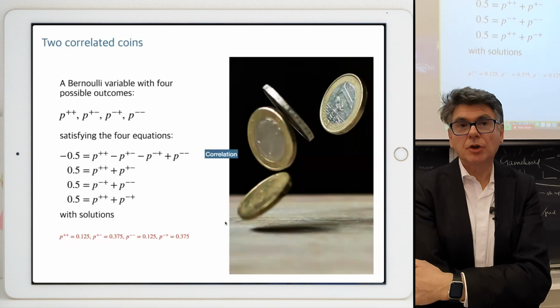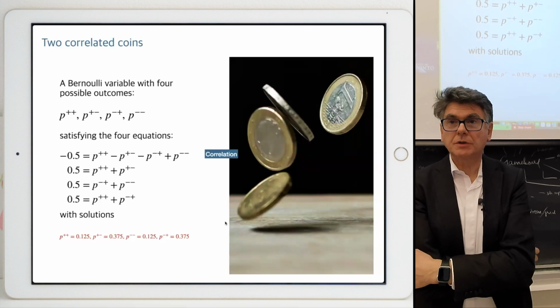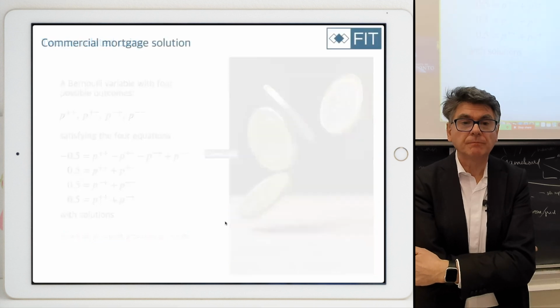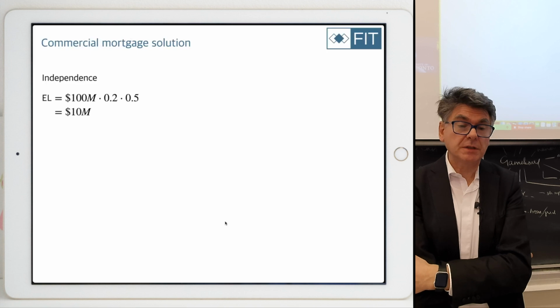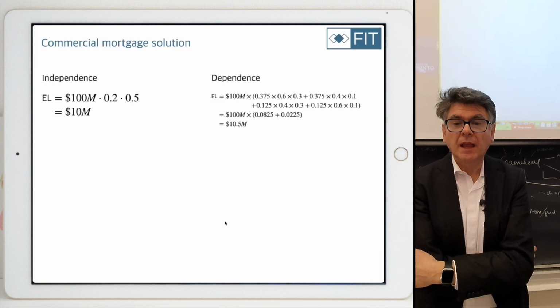So we model the correlated coins first. That gives us the joint credit events we need to consider. So for the commercial mortgage, of course, the independent case is easy, just multiply the expectations.